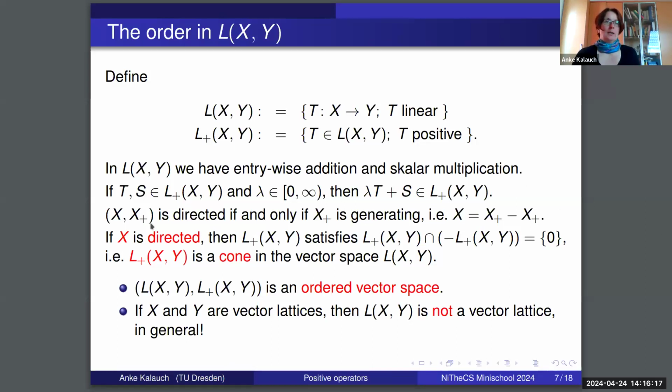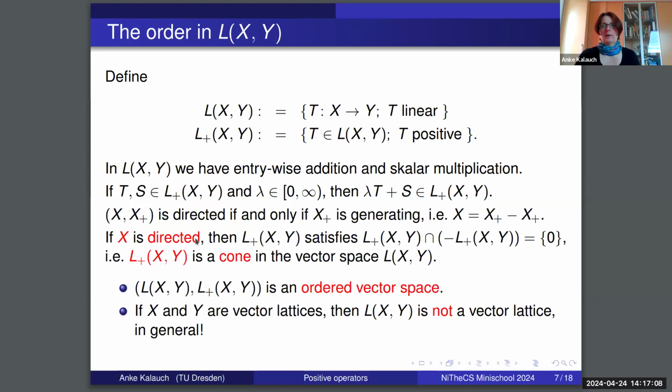And the mild assumption is the following: X, the domain, the space here, should be a directed space, meaning that for two elements, you always have an upper bound. Or equivalently, if and only if the cone is generating, meaning that the cone minus the cone, or the span of the cone, gives already the full space. So the cone is big enough. And in vector lattices, this is always true because you can always split an element x into the x plus part and the x minus part. Every vector lattice is generated, but in ordered spaces you have to add this condition, but it's a mild condition.